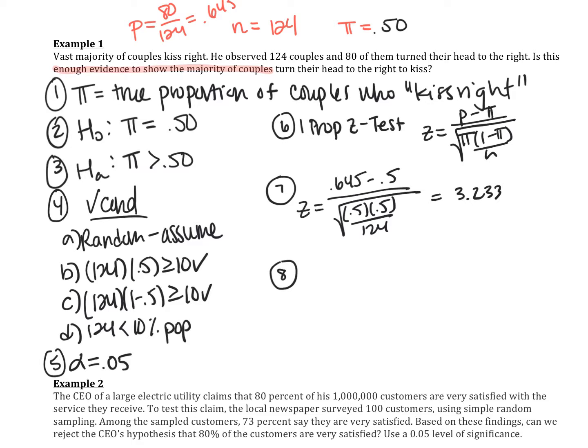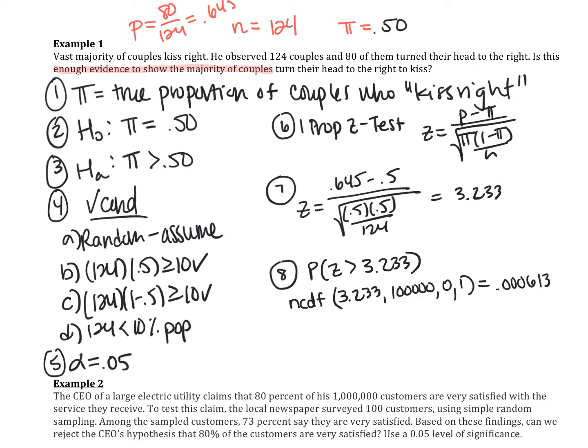Step 8, we're going to write our probability statement, and remember, the sign in step 8 needs to match the sign in step 3. So I'm looking at the probability of a z-score greater than 3.233. We can find this using normal CDF. Lower bound 3.233, upper bound something large. Mean of a z-score, or standard curve, is 0. Standard deviation is 1.